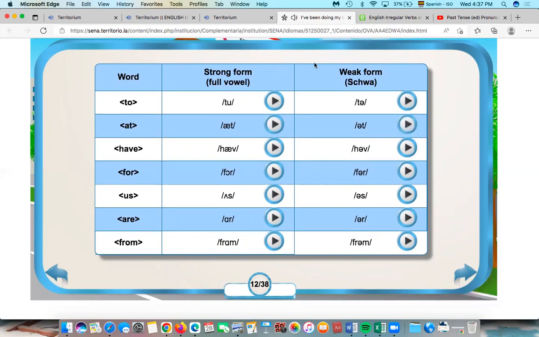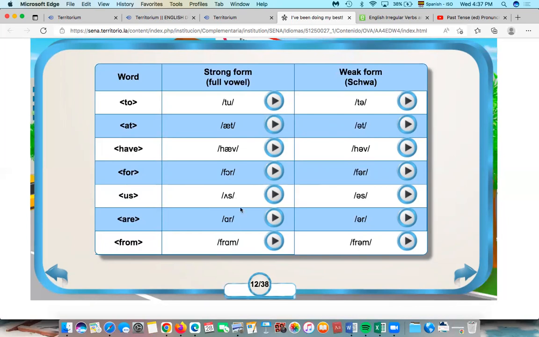Okay. When the form of these expressions is not very strong, the pronunciation is called schwa. Schwa es como la apertura mínima de la boca. Es mínima la apertura de la boca y suena, so say ta, ta, per, as, from. En cambio aquí suenan un poquito más fuerte. Cuando sí se acentúa mucho la palabra. To, at, have, for, as, are, from.